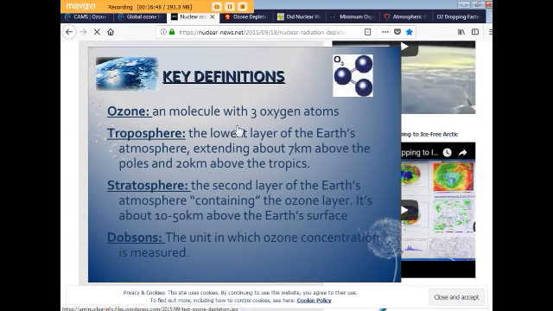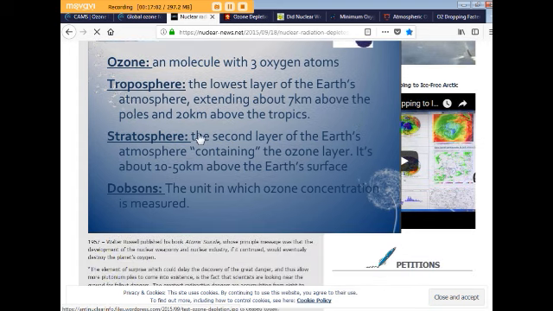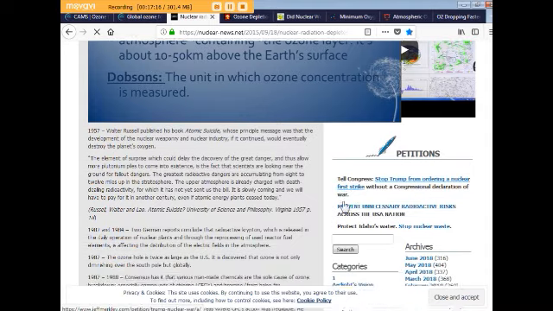And you can read that. Ozone, a molecule with 3 oxygen atoms. The troposphere is the lowest layer of the Earth's atmosphere, extending about 7 kilometers above the poles and 20 kilometers above the tropics. Stratosphere, the second layer of the Earth's atmosphere containing the ozone layer. It's about 10 to 50 kilometers above the Earth's surface. Dobson, the unit in which ozone concentration is measured.